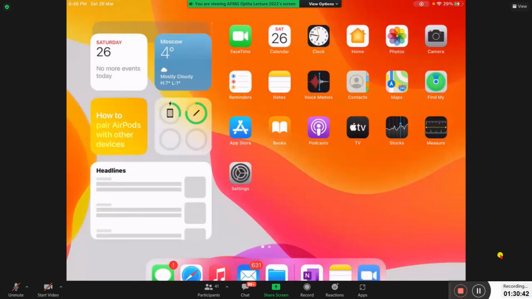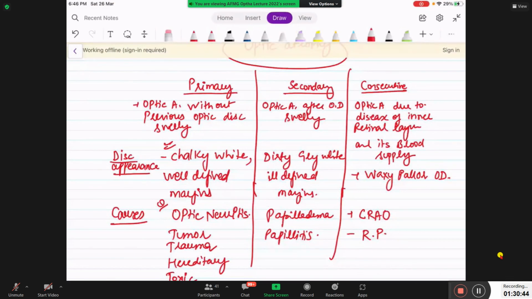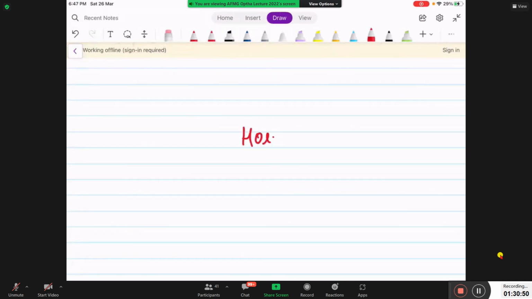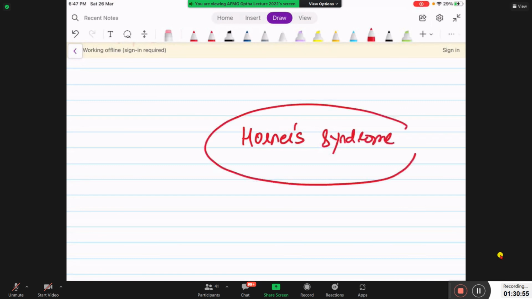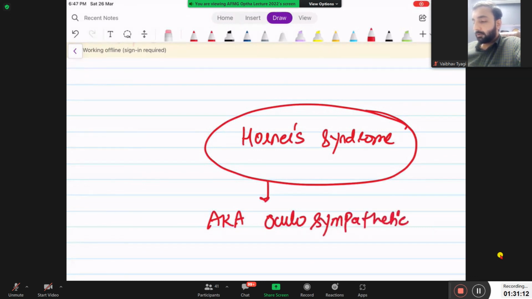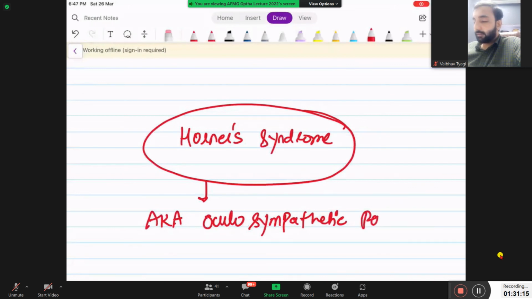Next important topic, write down: Horner's syndrome. The other name of Horner syndrome, write down, it is also known as oculosympathetic palsy. Now just think, the other name is oculosympathetic palsy.